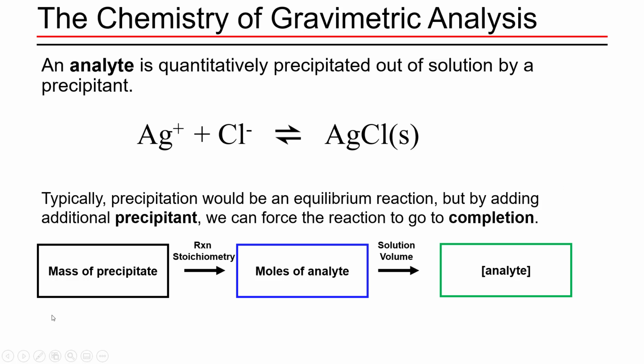And we'll always use the same type of logic flow where from the mass of the precipitate and the known reaction stoichiometry, including the chemical formula of the product, we'll figure out how many moles of the analyte were in the original sample, then divide by the volume of the aqueous solution, which was the original sample, to get the analyte concentration. So that will be up next, and I will see you there.